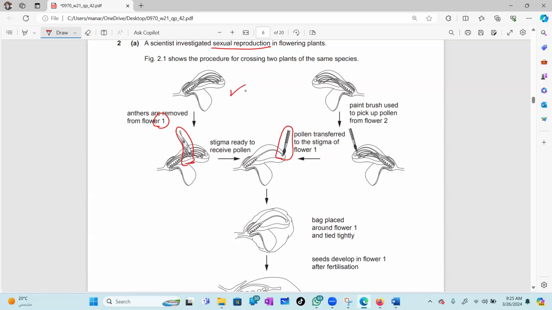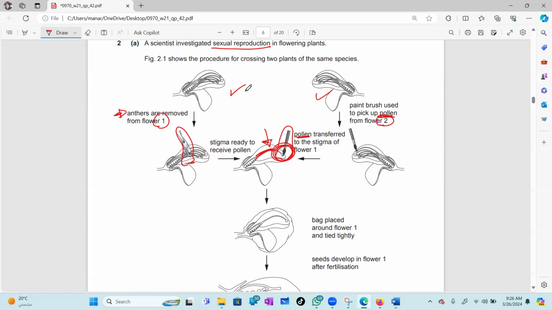So they have 2 flowers here. They took the anther from one flower, and they took a paint brush used to pick up pollen from flower 2. And then the pollen was transferred to the stigma of flower 1. So here, what did they do? The anthers are removed from one of the flowers. They removed all the anthers. Obviously, they left only one anther. And then they took the pollen from another flower and they brushed the pollen on the stigma of this flower. Okay?